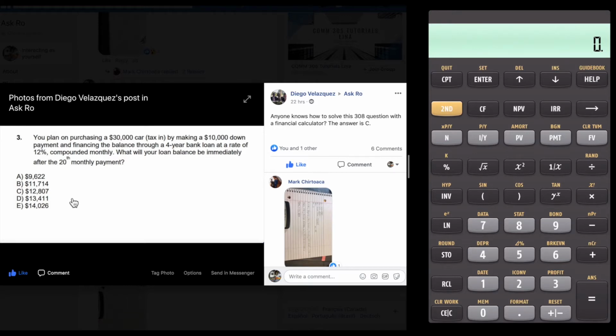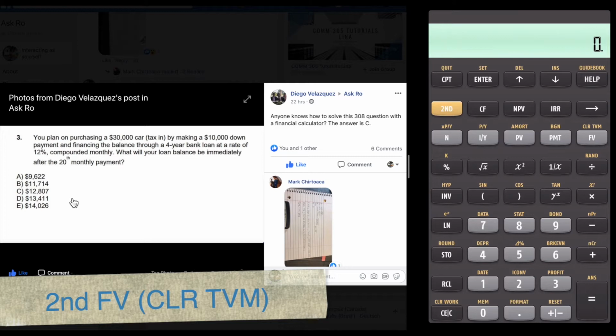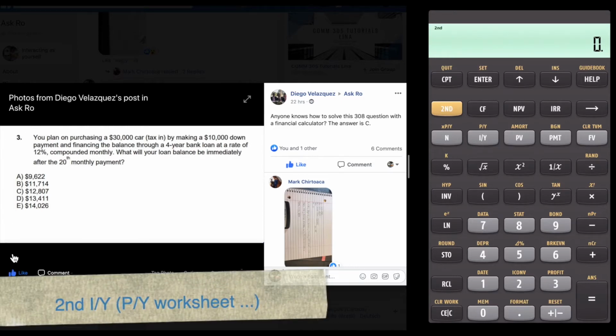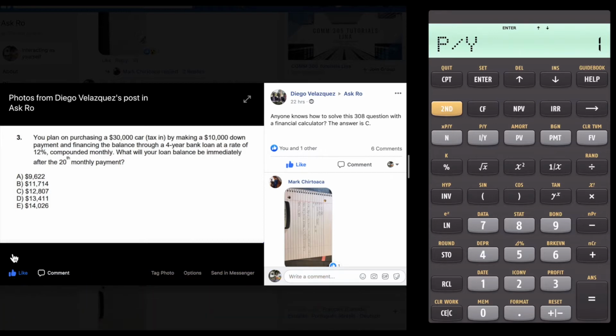We're going to begin by pressing second followed by FV, and what that essentially does is that it clears the gray TVM variables that go across our calculators. We're now going to press second followed by IY, and it's going to show us PY on the screen. We're going to set PY to 12 by pressing 12 followed by enter. The reason we're setting PY to 12 is simply because in this example, we're making monthly payments, so there are 12 payments that are happening each year.